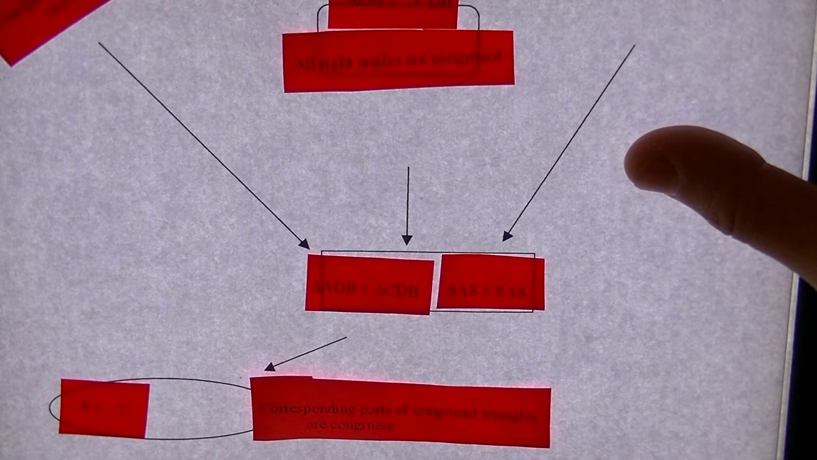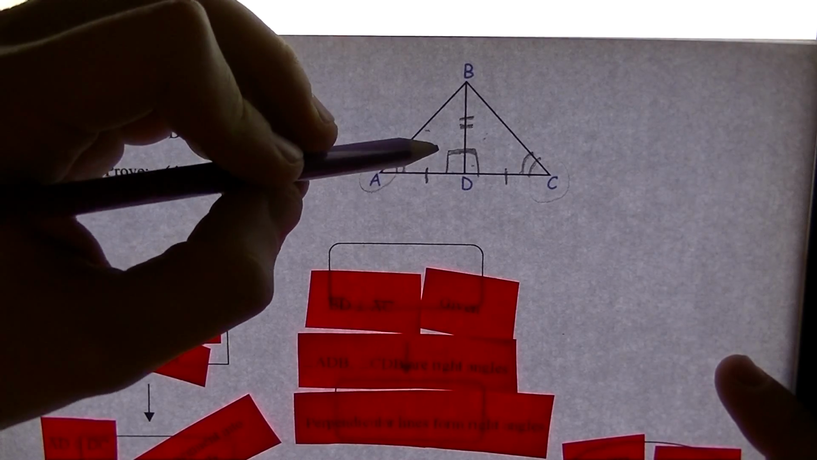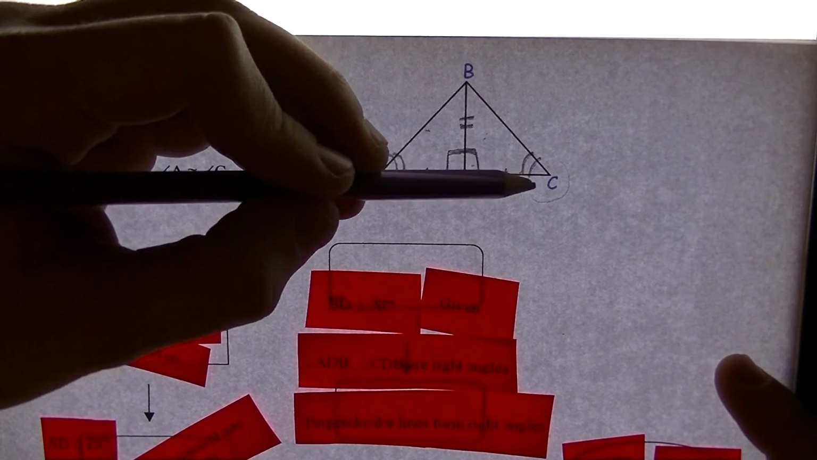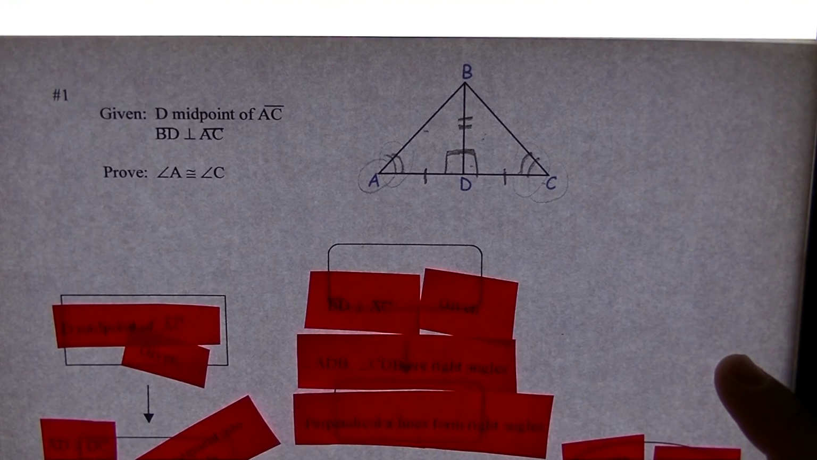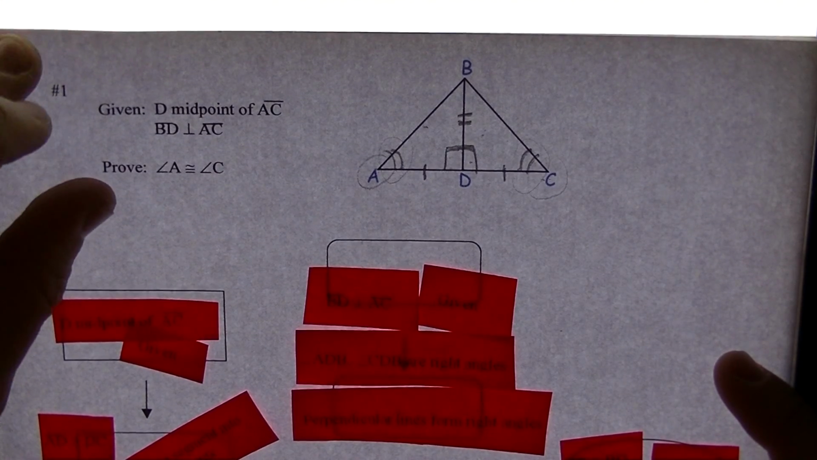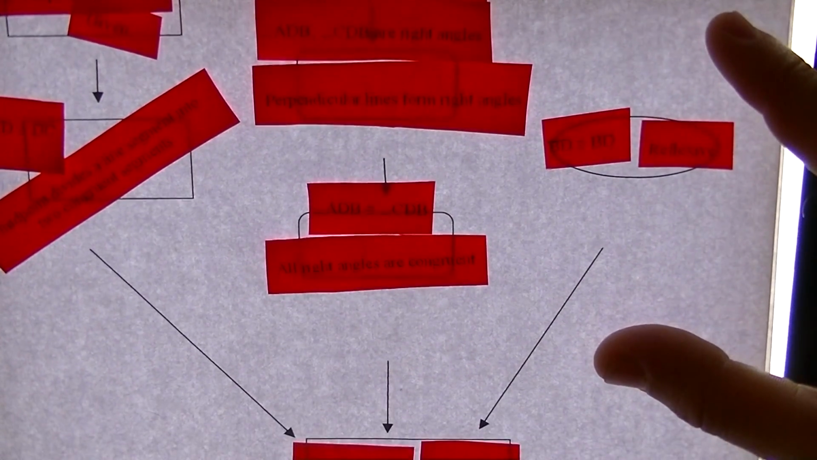Well, that's what we just said above there, right? That if I have two congruent triangles, the corresponding parts of those triangles are also going to be congruent. And so that is it for this flowchart proof with the statements and reasons given to us. I hope that was helpful.